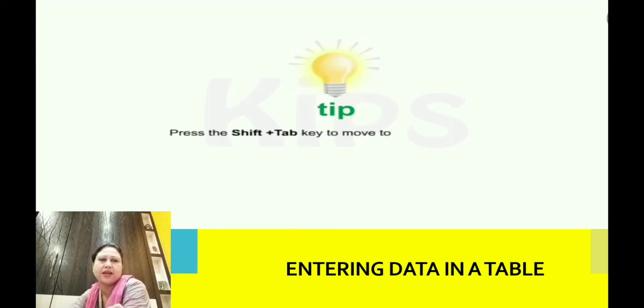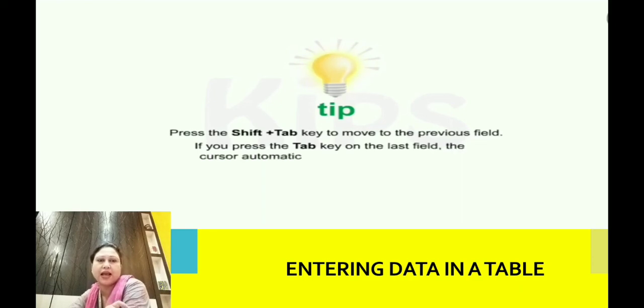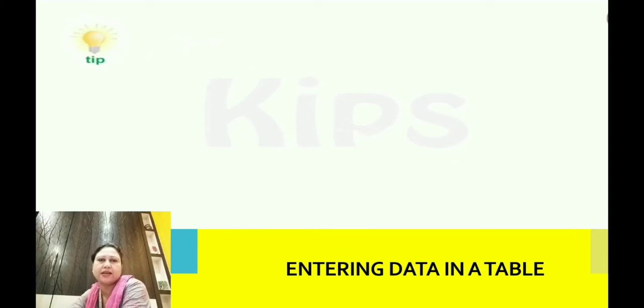Please underline: in order to move to the next field we press the Tab key, and to move to the previous field we have to press Shift plus Tab. If you press the Tab key on the last field, the cursor will automatically jump to the next row. Accordingly we can enter data.